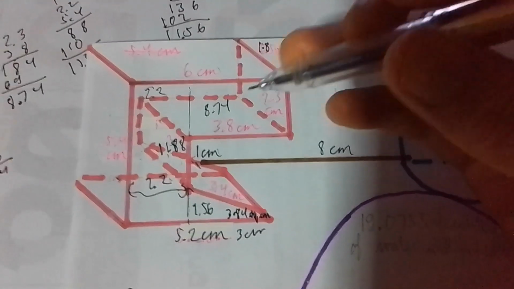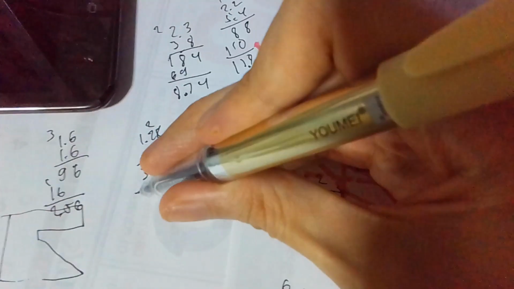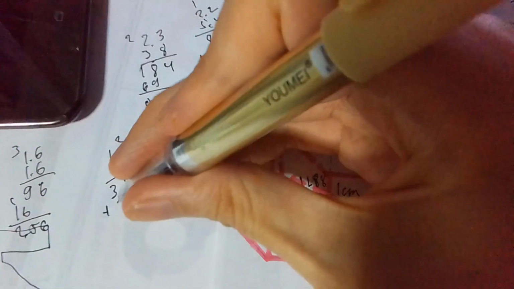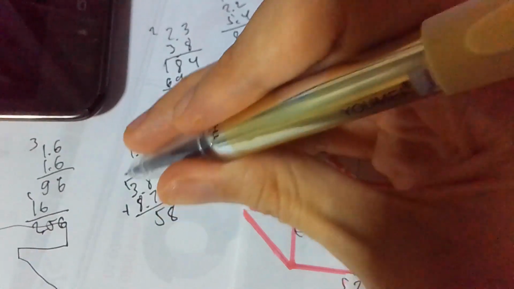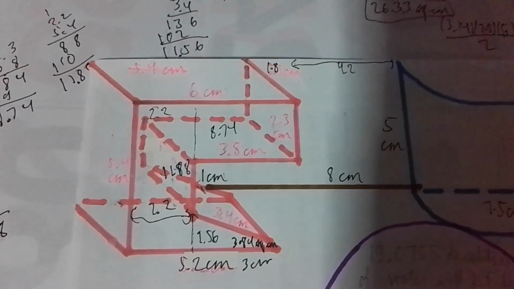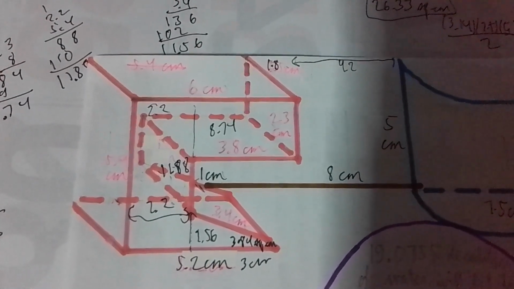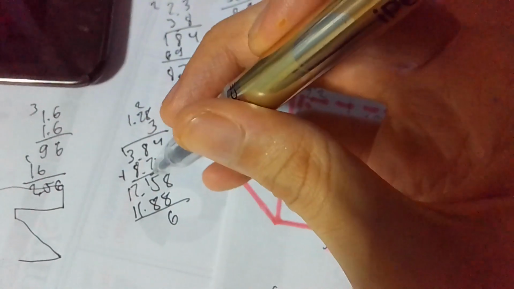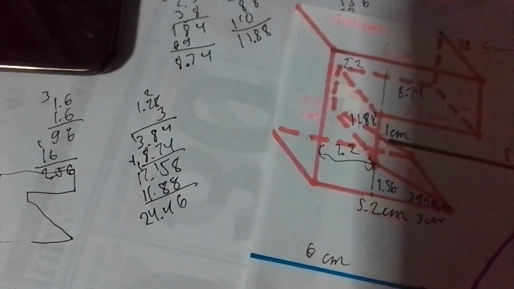Yan. Now we add this up all together. So 3.84 plus the 8.74. 8, 8, 15, 4 plus 8, 12.58. Then last but not least, we have 11.88. Plus 11.88, we should get 6. This should be 6 plus 8, 14. And then this should be 4. And then 2. So therefore, the area of this guy is 24.46 square cm.